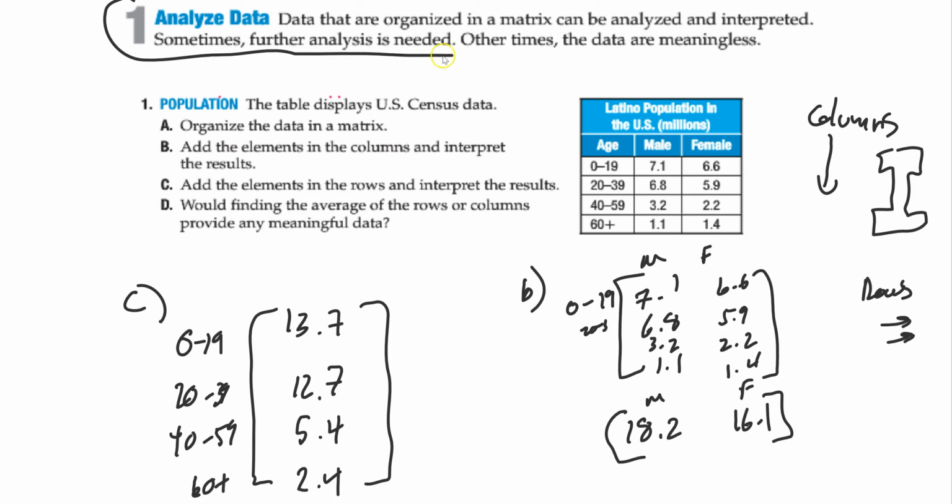When you analyze data organized in a matrix, sometimes you get results that you can interpret, sometimes you need further analysis, and sometimes you get meaningless data. That's what that would be, meaningless data. Average male and female is not going to do anything for me. So that's what a matrix is.